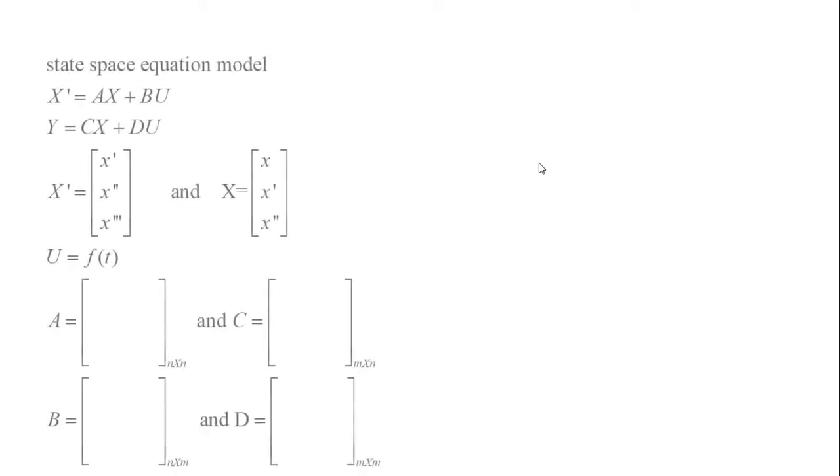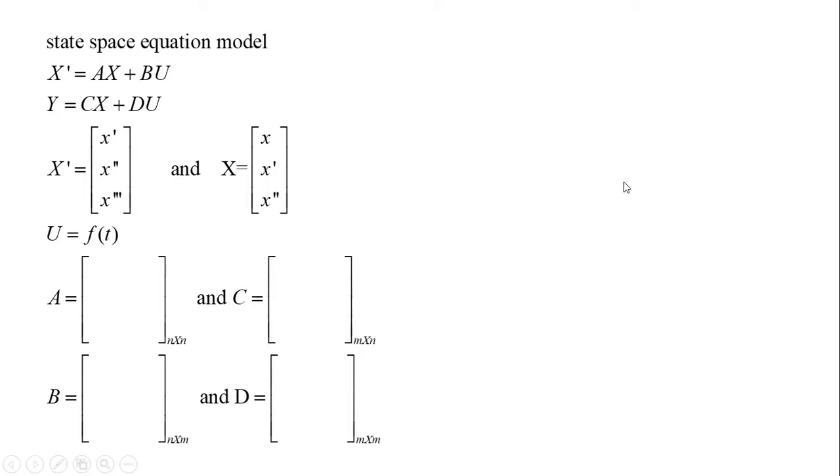Now this type of problem can be solved by considering the system as a state space equation model. In that there are two equations: x dash is equal to Ax plus Bu, and y is equal to Cx plus Du. These are the equations of the state space equation model. Now we will see each term one by one.